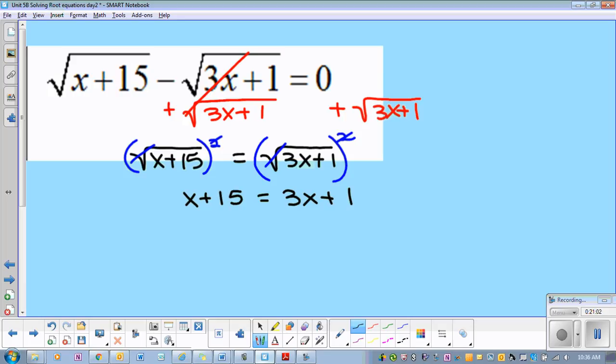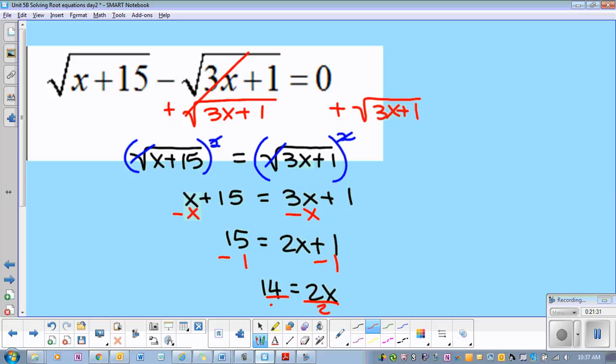Okay? And now we can solve. This is just a multi-step. You subtract the x. Sure, let's do that. Then 15 equals 2x plus 1. Now what? Minus the 1. Good. Minus the 1. 14 equals 2x. And then divide by 2. So x equals 7. Now let's check this.